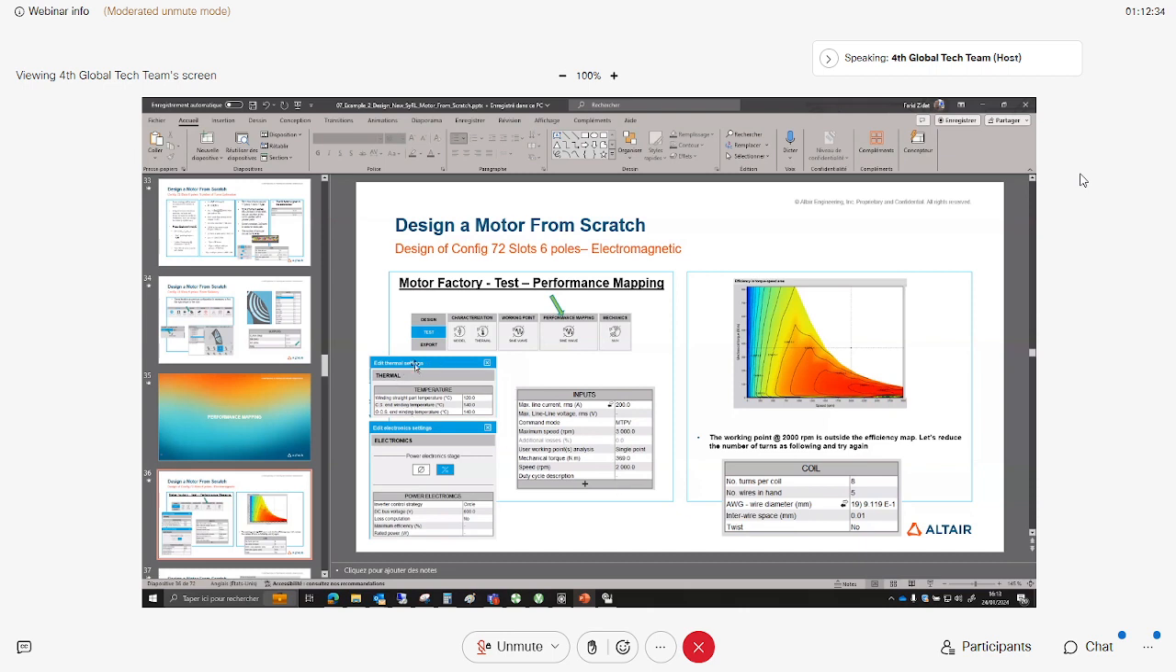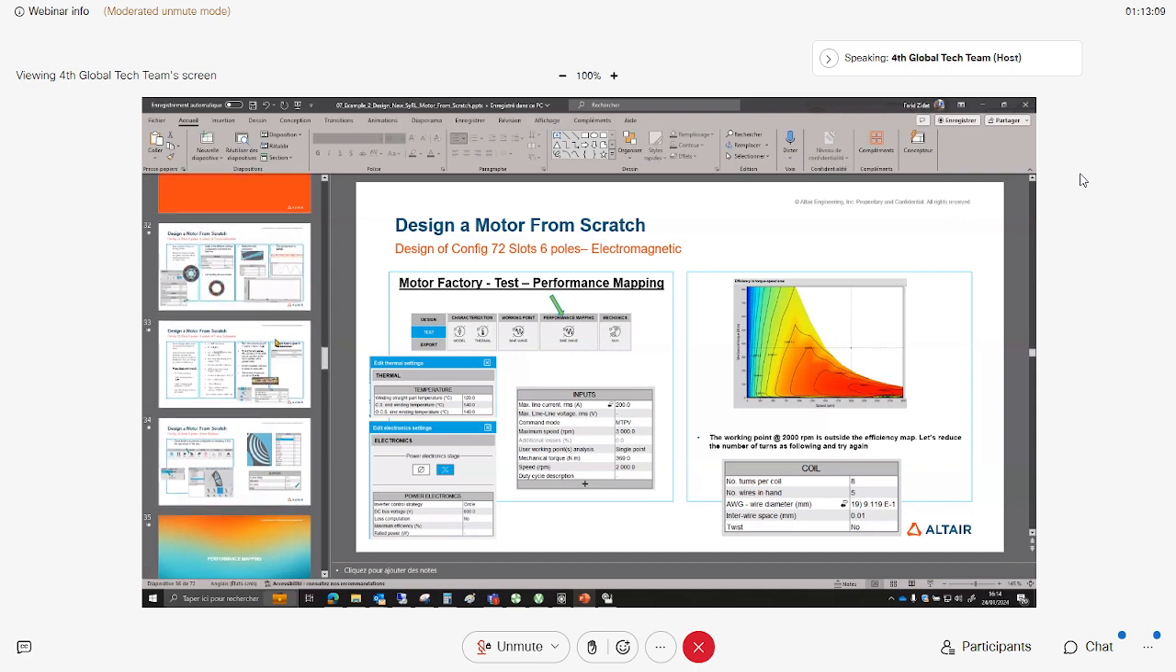Before that, in the settings, put the temperatures, at least put the highest temperatures we have for this winding, the thermal class of our winding. Then we launch the computation, and you will see once you launch the computation, unfortunately, the working point is outside the efficiency map. That means that the configuration we have now will not satisfy the specification.